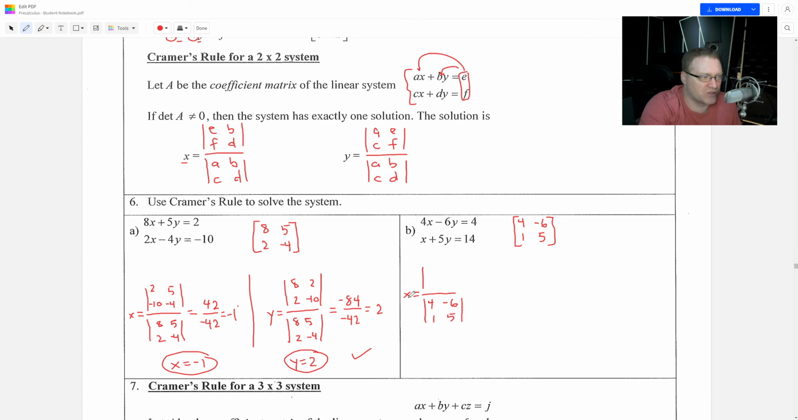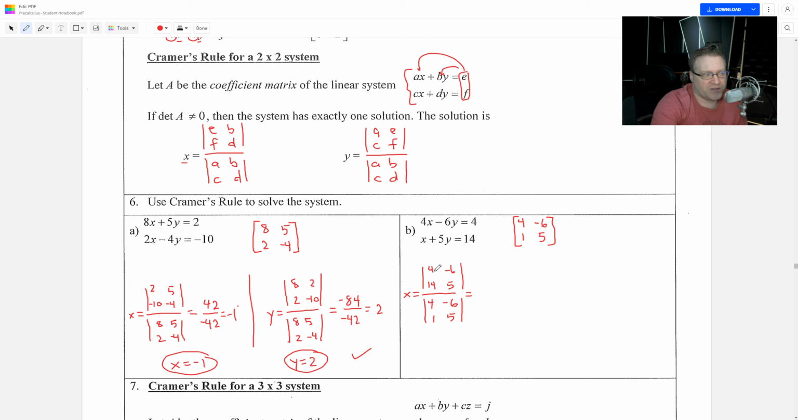Because we're solving for x here, we're going to get rid of the x's, and we're going to put these in there, 4 and 14. So it's going to be 4, 14, and then we keep the y's, which is -6, 5. And now all we have to do is solve this.